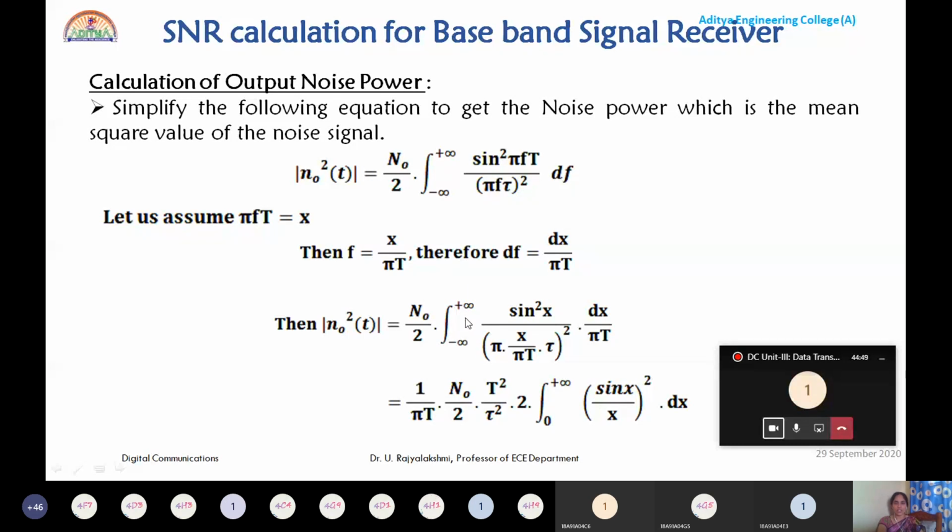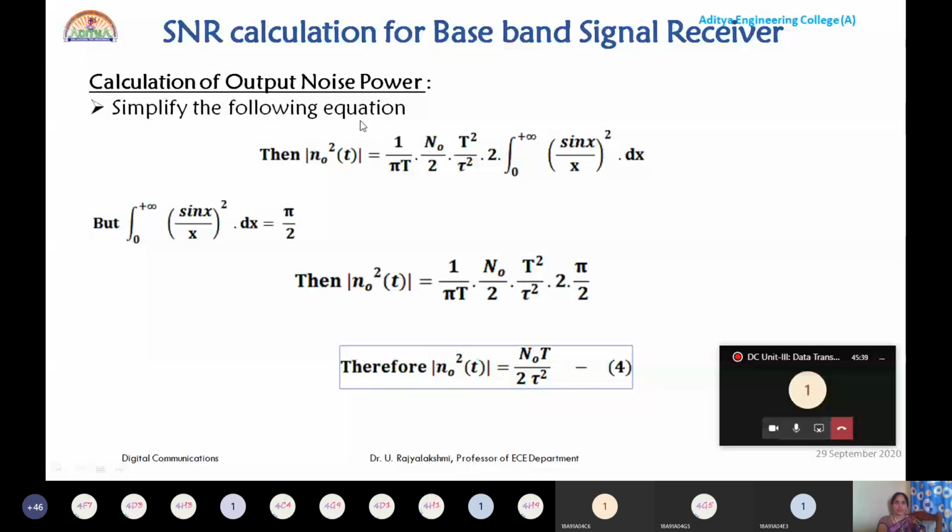Instead of minus infinite to plus infinite, if you want to represent only half, that is only the positive frequencies from 0 to infinite, you can take the multiplication with 2. So you can write integral minus infinite to plus infinite as 2 integral 0 to infinite (sin x by x) whole square dx. Now, this integral 0 to infinite (sin x by x) whole square dx, using some trigonometric derivations, we can get it as pi by 2. That is a constant value. So please replace integral 0 to infinite (sin x by x) whole square dx as pi by 2. You can see it in the next slide.